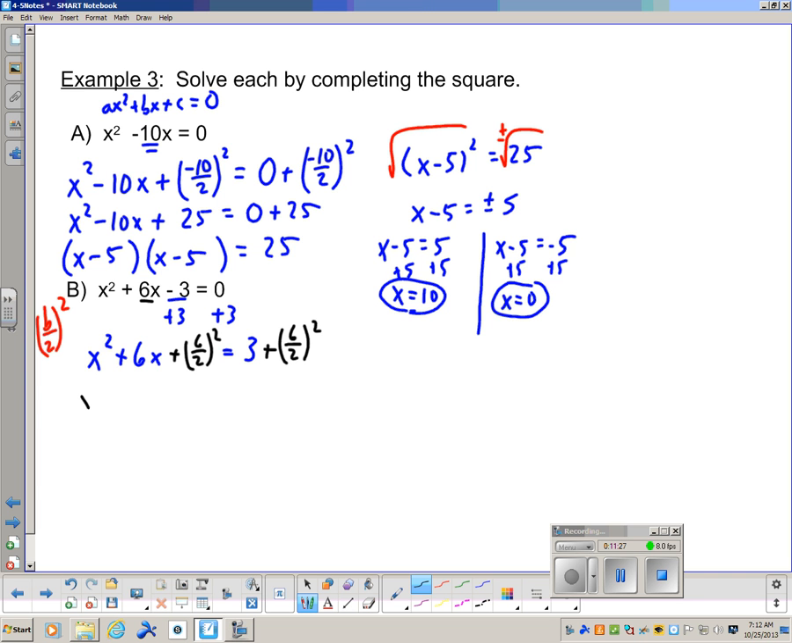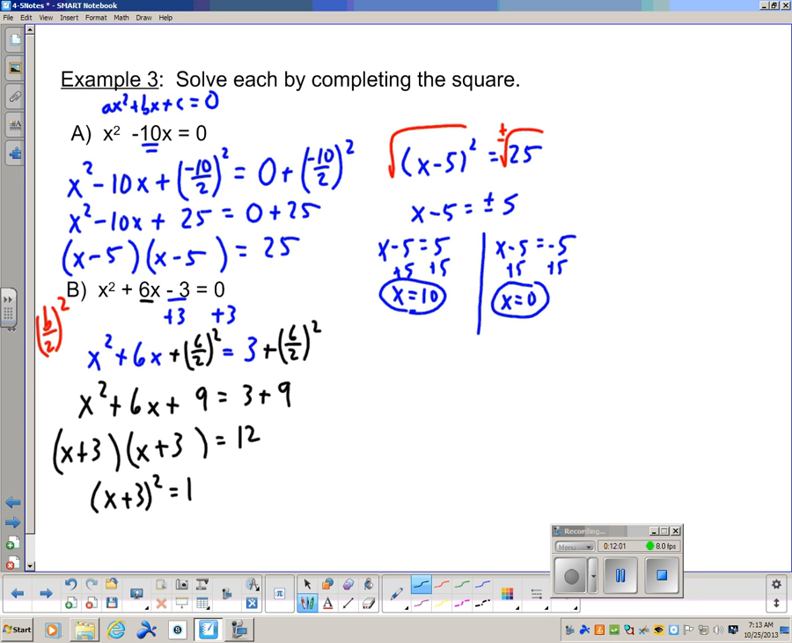You can do that. So now I'm going to clean this up. 6 divided by 2 is 3. And if I square it, I get 9. And same thing on the right-hand side. I'm going to factor the left-hand side. x times x is x squared. What times what gives me 9 and adds to give me 6? Oh yeah, 3 times 3 is 9, and 3 plus 3 is 6. So now I've got two x plus 3s there on the left-hand side, so I'm going to write that as x plus 3 squared equals 12.